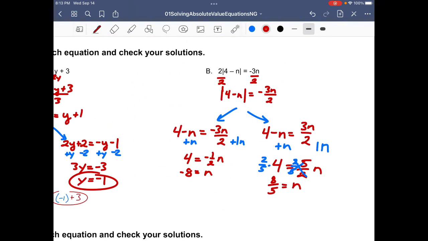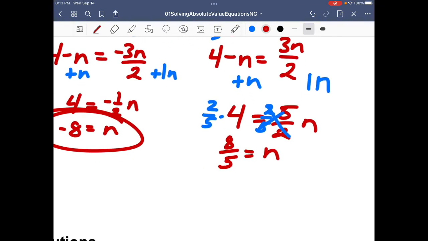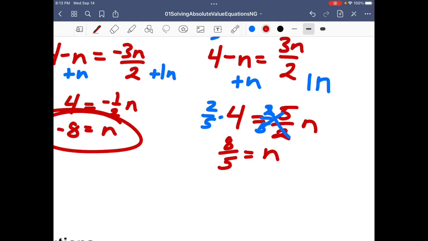Once again, you need to plug these back in to check. Now, if you plug in -8, it turns out that it does work. So I'm going to just circle that one. But I'd like to talk to you about plugging in 8/5. Now, it's not so much that it's a decimal or a fraction that's the problem. It's actually a problem because when I substitute it in, I end up with something that's not true. Let's make sure that you realize why.